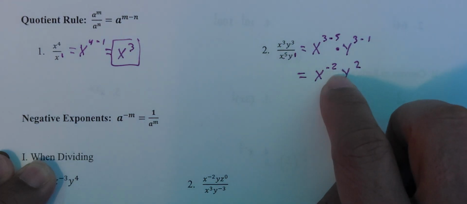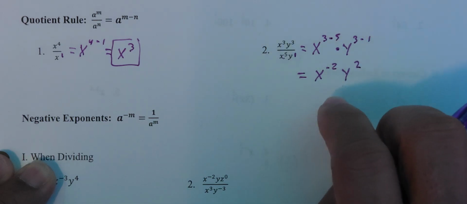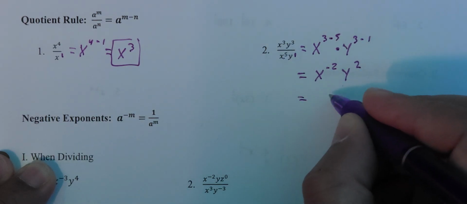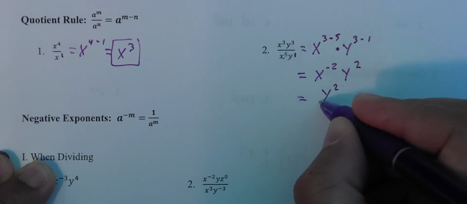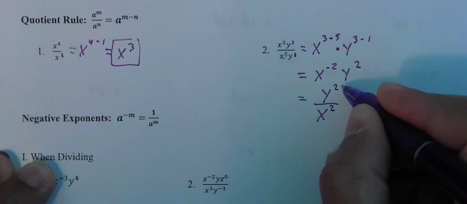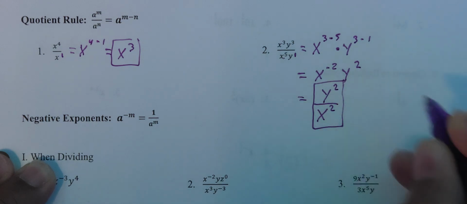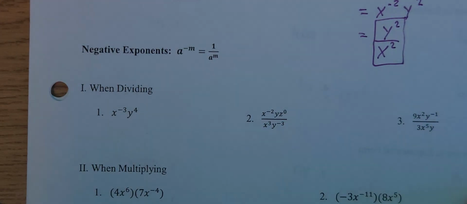Whenever you have a negative exponent, you need to make that positive. And the way you make it positive is you bring it to the denominator. So then this is equal to y to the second over x to the second. And that's the answer to this problem. Okay? All right. What about negative exponents?